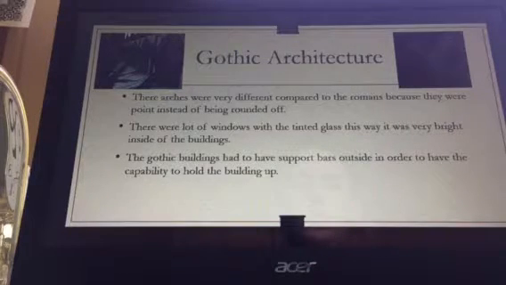The Gothic buildings had to have support bars outside in order to have the capability to hold the building up, because inside the building they didn't have the columns to support the building, so on the outside it looks slightly uglier. So they had to have all the supports outside the buildings.